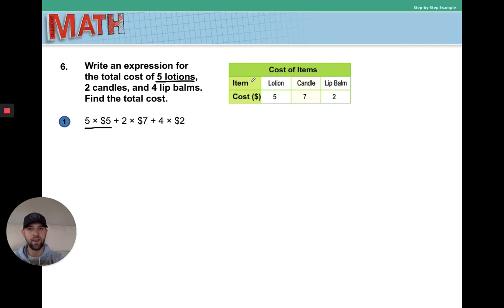Same idea for the candles and the lip balm. If I want to buy 2 candles, if I know that one candle costs $7, I can figure out how many 2 candles cost by just multiplying 2 times 7. And then lastly, I want to buy 4 lip balms. Well, if I know that one lip balm costs $2, I can figure out how many 4 lip balms cost by just multiplying 4 times 2.